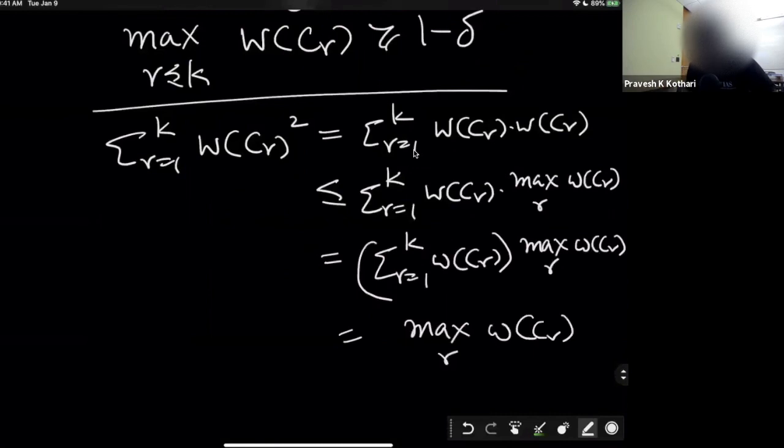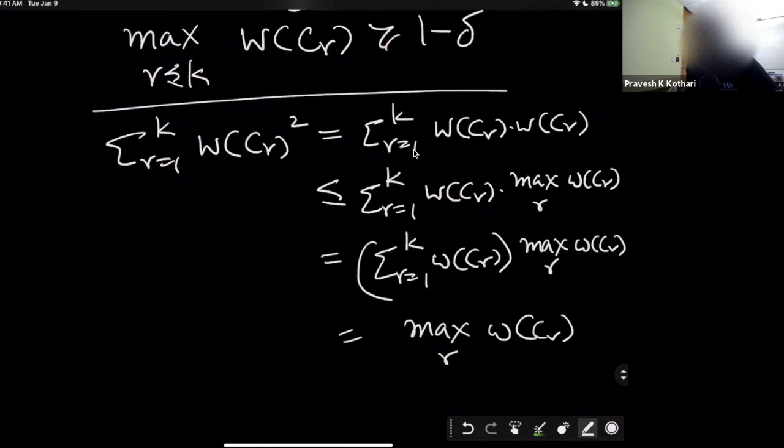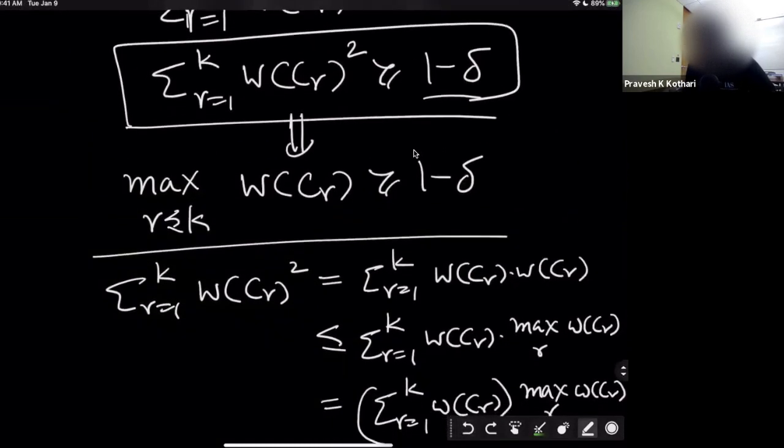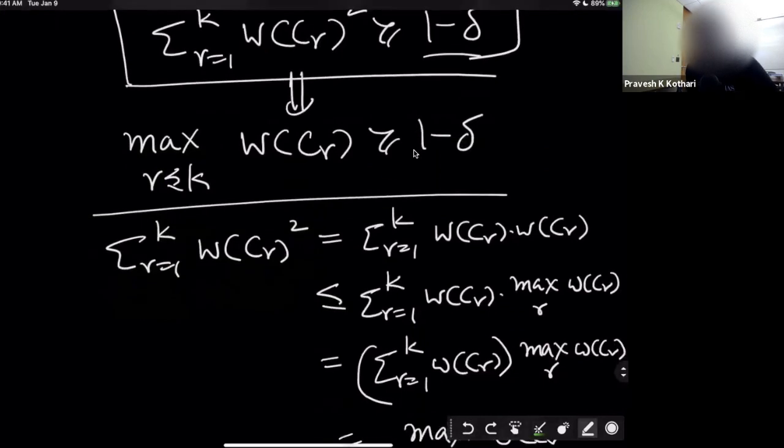So, what have we proven? We've proven that the sum of the squares of WCR is in fact upper bounded by the maximum over all R of WCRs, which means that if the sum of the squares is larger than 1 minus delta, then so is the max. Is this convincing? Good. I'm going to assume it's convincing.